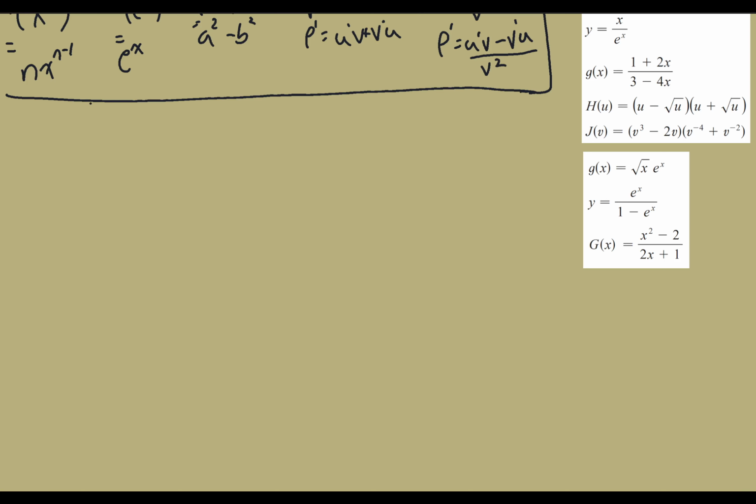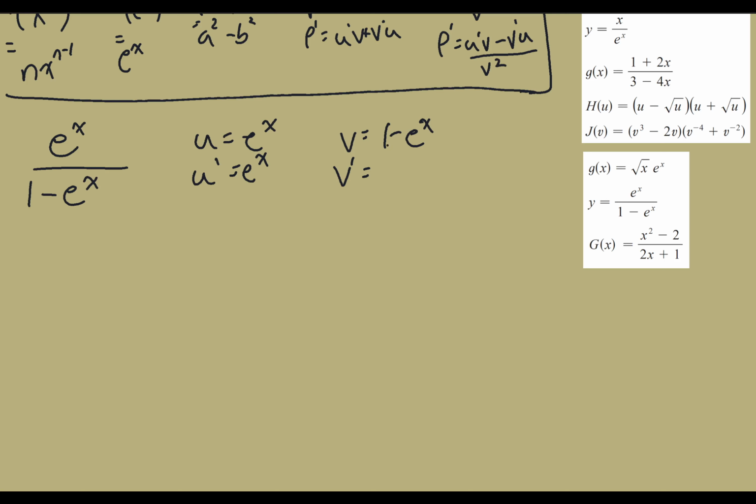This one is clearly a quotient rule. I don't know how we would bring that up to the top. So we have e to the x over 1 minus e to the x. Let's decide what our u is: e to the x, and our v is 1 minus e to the x. Shocking. U prime is e to the x. V prime is, this doesn't exist as a derivative part, that's just gone, so that would be negative e to the x.